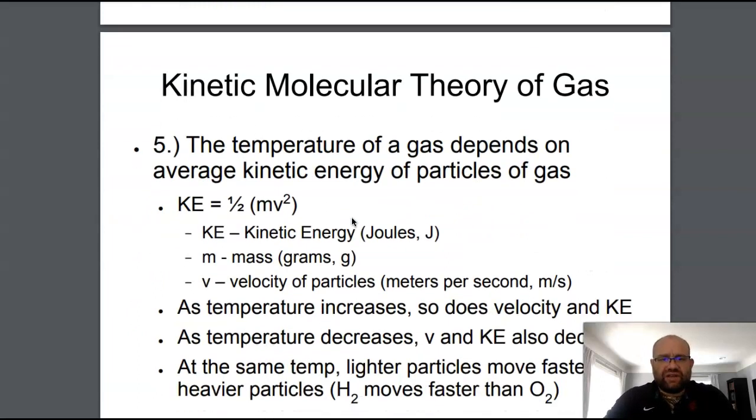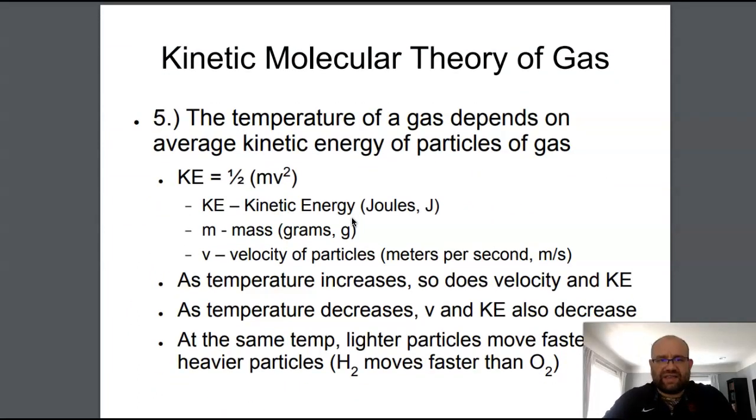And the fifth assumption: the temperature of a gas depends on the average kinetic energy of the particles within a gas. If temperature goes up, the kinetic energy goes up. If temperature goes down, the kinetic energy goes down. We can determine the kinetic energy with this equation here, which some of you might have learned in conceptual physics. It's one half mass times velocity squared. That will give us the kinetic energy, which is measured in joules. For the mass we're going to use grams, and the velocity will be meters per second.